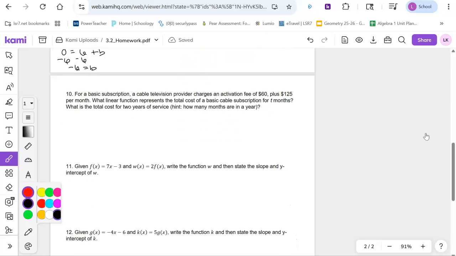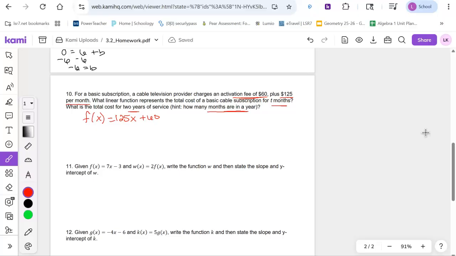Number 10 just says for a basic subscription, a cable television provider charges an activation fee of $60 plus $125 per month. What linear function represents the total cost of the basic cable subscription for t months? What is the total cost for 2 years? Remember, months or years. So first I have to write my function. So you're just writing your slope-intercept form, but instead of the y, you put f of x. So I have f of x equals my slope, which is anything that has per, each, every. So it's 125 per month plus the one-time activation fee.